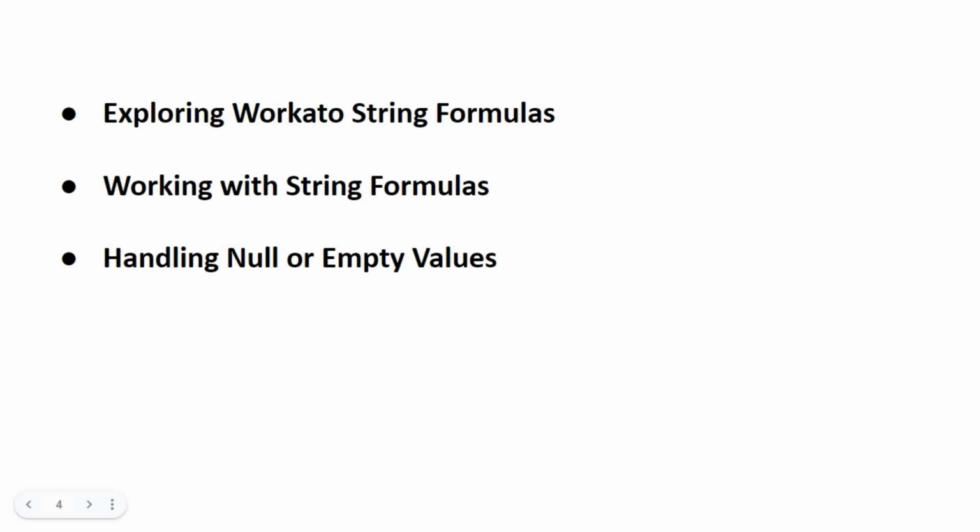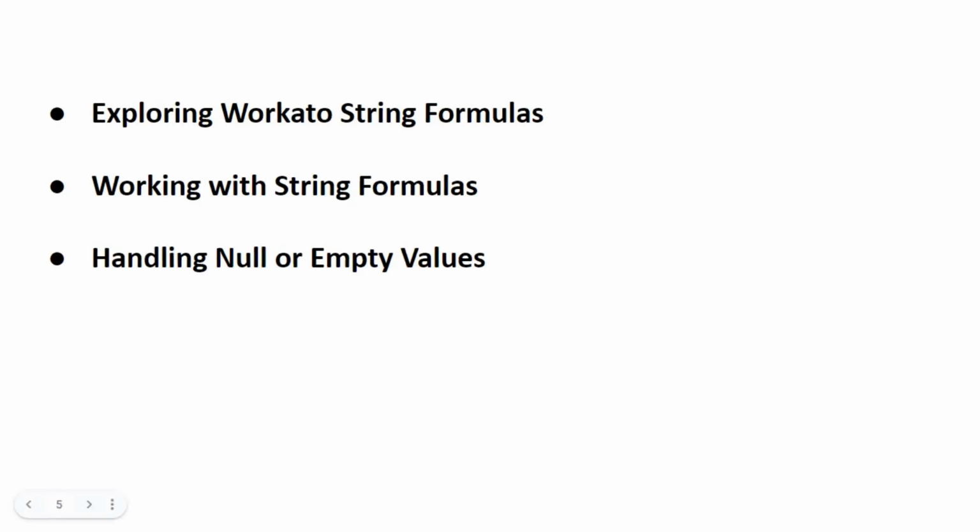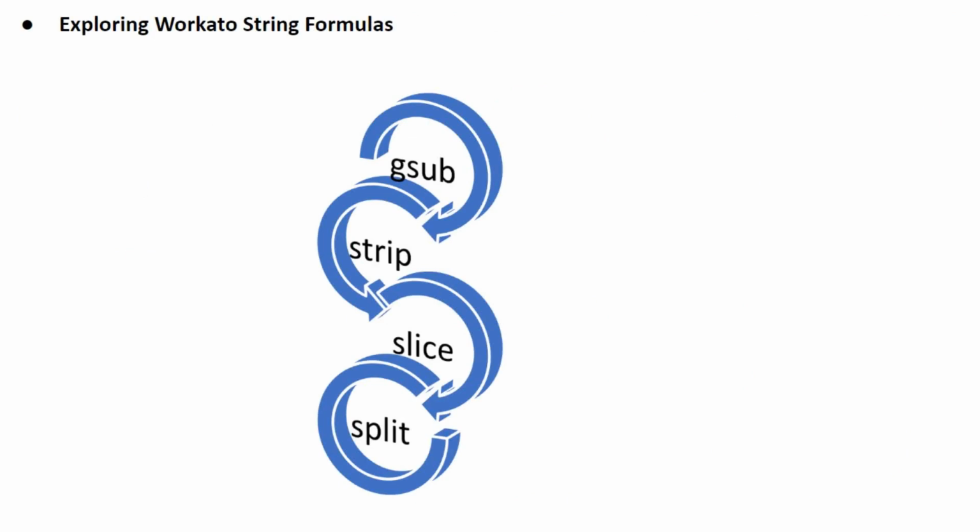So let's explore today's session. We are going to learn about Workato string formulas and how to use them in our recipes. And finally, we'll see how to handle null or empty values. As part of today's session, we are going to explore four formulas: gsub, strip, slice, and split. I'll explain these formulas in a live demo so that every formula will be clear for you. Okay, let's go to our workspace.